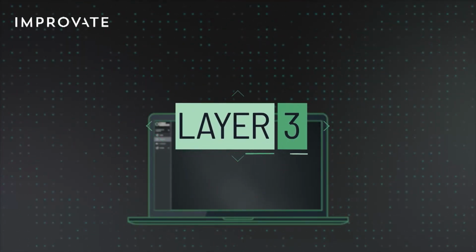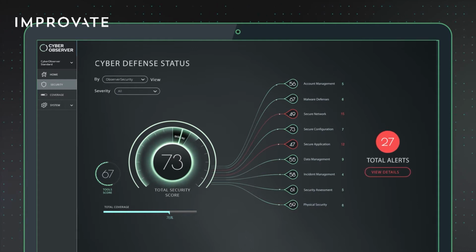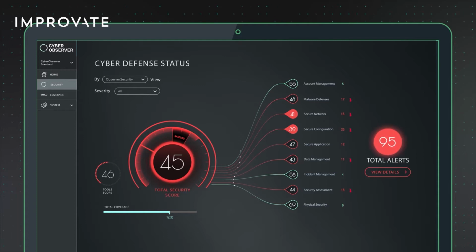In the third layer, Cyber Observer Analytics Engine continuously calculates online measurements that represent normal behavior. It then alerts in cases of deviation from that normal behavior.